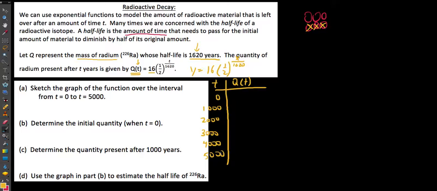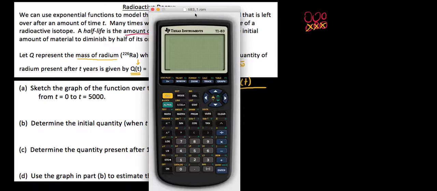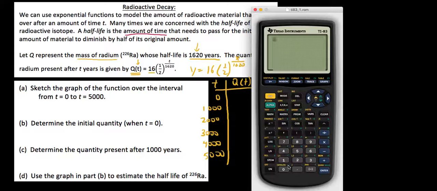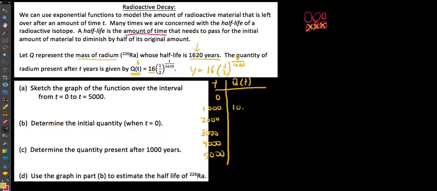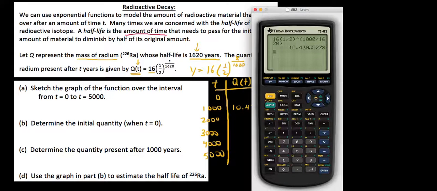So from 0 to 5,000, if we were to table some of these values, it's as easy as saying we have 16, in parentheses 1 divided by 2, and this is all to the power of our x value over 1620. In our first case, 1,000 divided by 1620 would be our exponent. I'm going to hit enter, and this is how much material would be left 1,000 years later. Now 10.43, I'm going to say this is 10.43 grams, in which we are measuring the radioactive isotope here. I noticed that I didn't put grams in the problem, so I apologize.